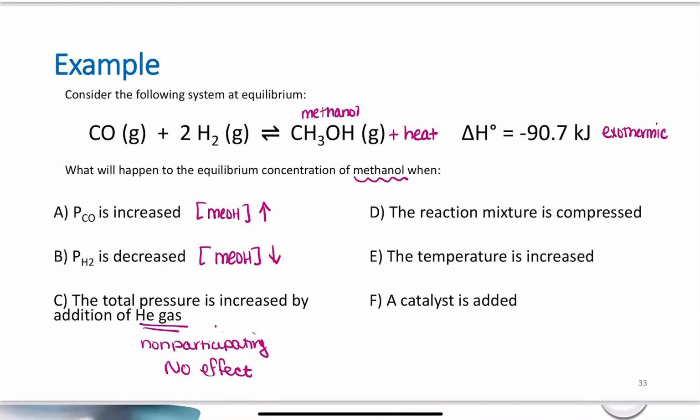The reaction mixture itself is compressed. On this side, I have 3 moles of gas. This side, I have 1 mole of gas. If I compress this system, then it's going to go to the side that has less gas particles. So the reaction mixture is compressed. The methanol concentration will increase because it's the side with fewer moles of gas. I increase the temperature. This is an exothermic reaction, so if I increase the temperature, it's going to push the reaction back towards reactant formation, and my methanol concentration will be decreased. And a catalyst is added. Catalyst will have no effect.